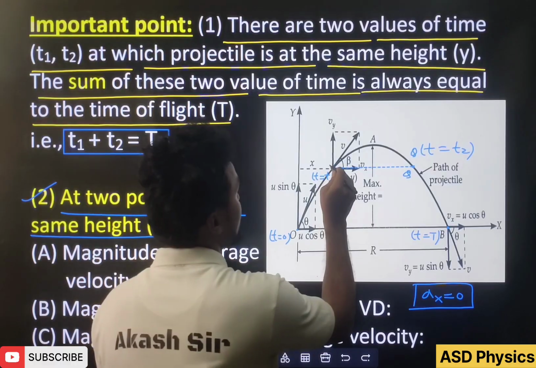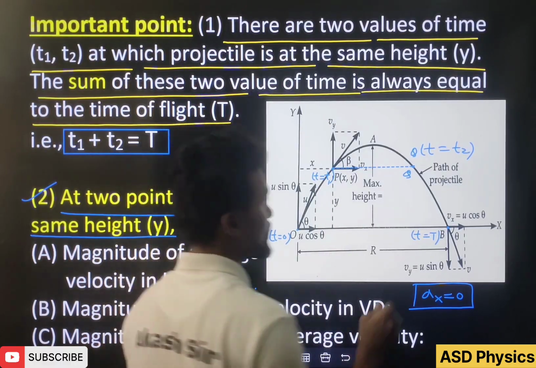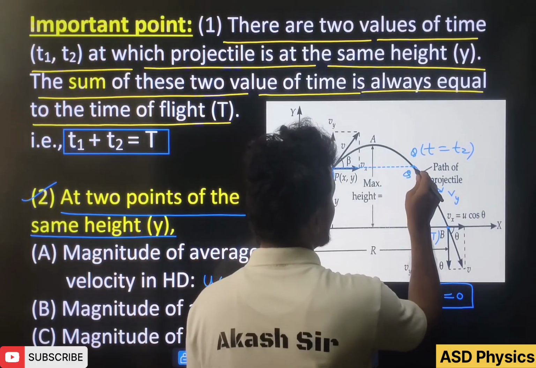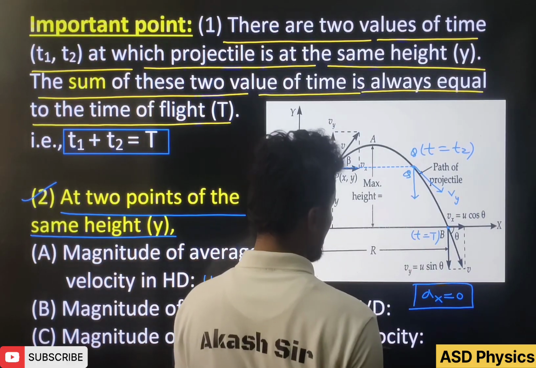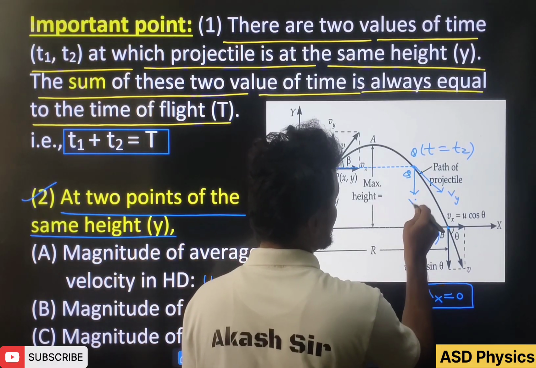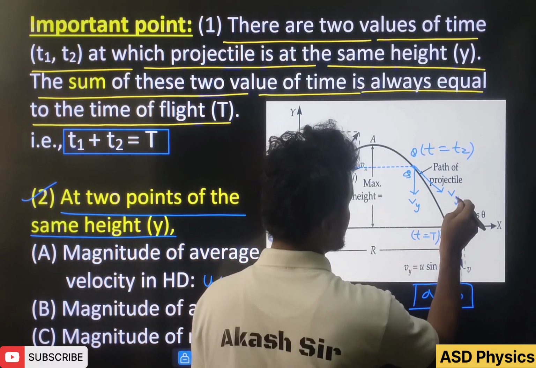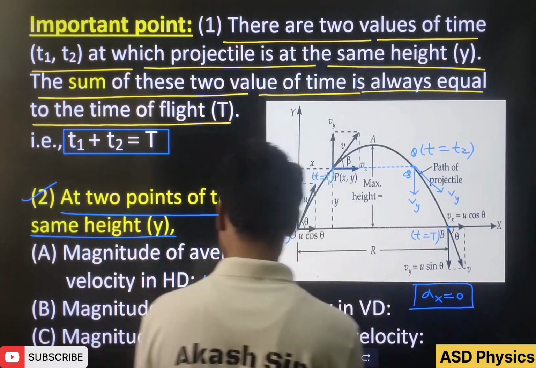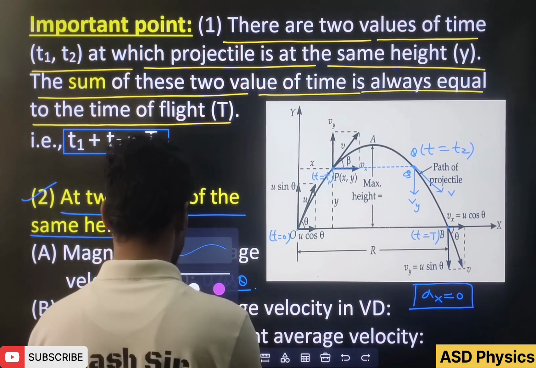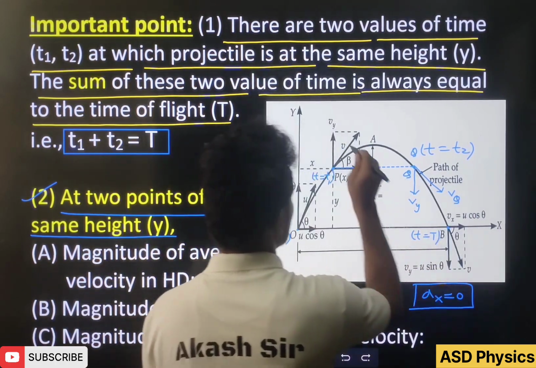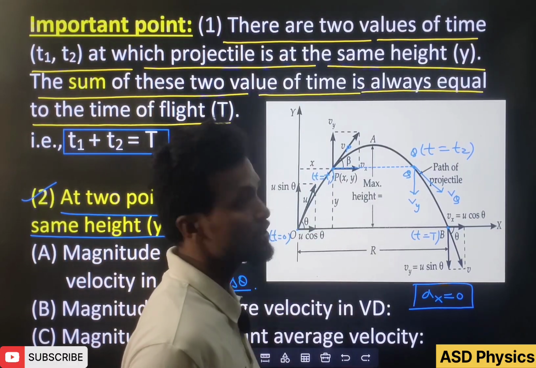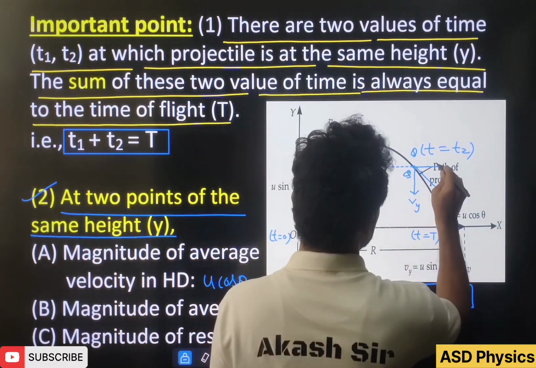Now, magnitude of average velocity in vertical direction. See here, the vertical component of the velocity Vy is upward. If I draw here Vy, the component will be in the downward direction here. See, Vy here, and this is the velocity at point Q. Even I can write here, this is at point P. So here you can see vertical velocity upward, here vertical velocity downward. This I can also draw here, not a problem.